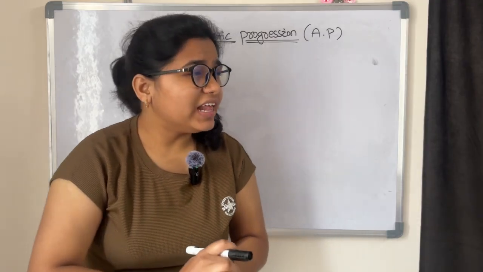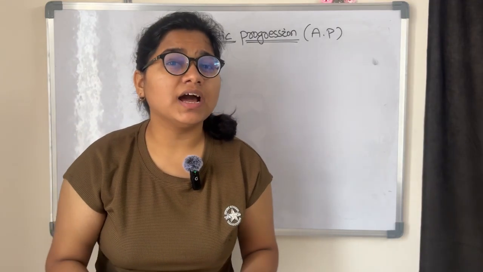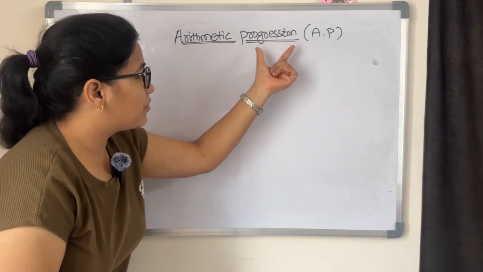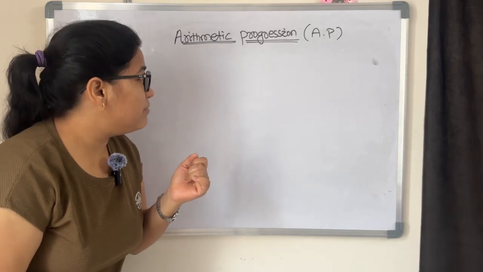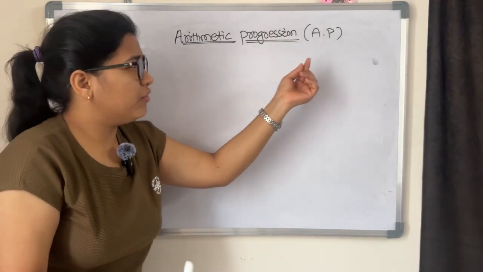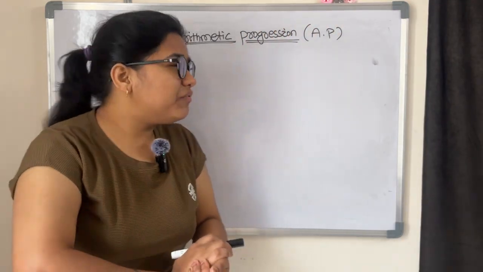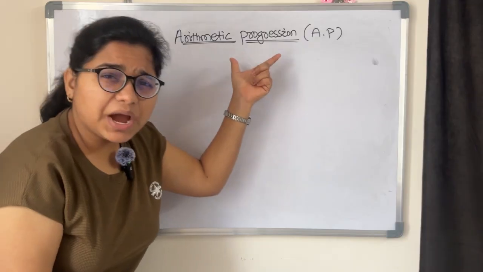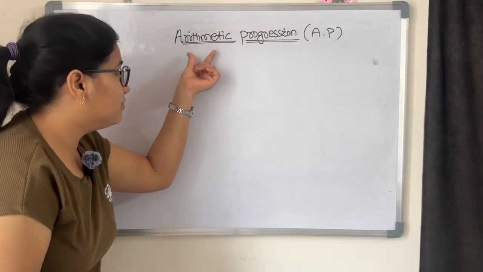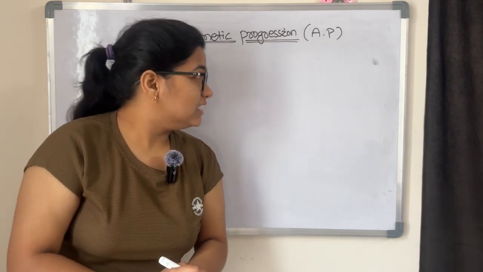Okay, so in this session, we are going to start a new chapter, and the chapter name is Arithmetic Progression, or in short, we can say AP. Before we start this chapter, we need to know what arithmetic is and what progression is. Okay, let's go.